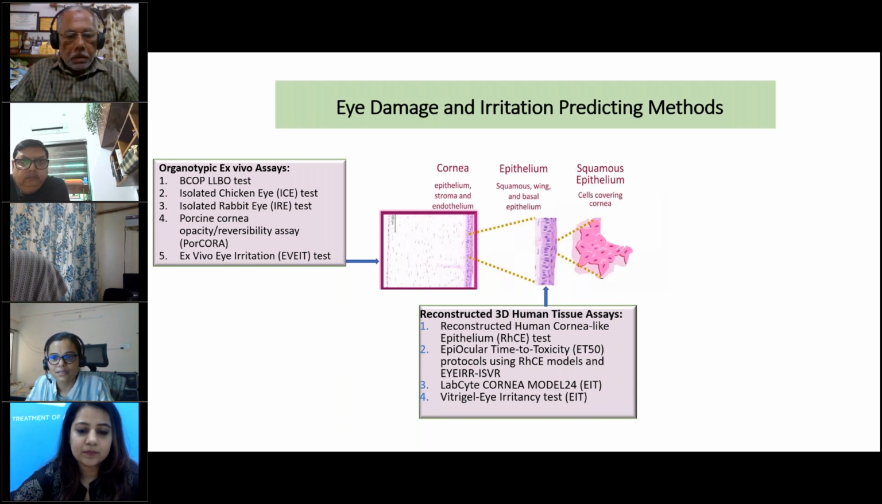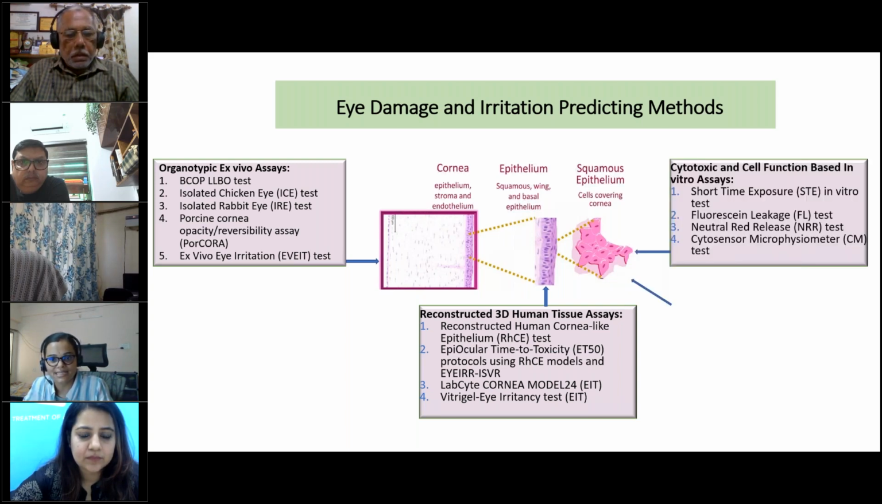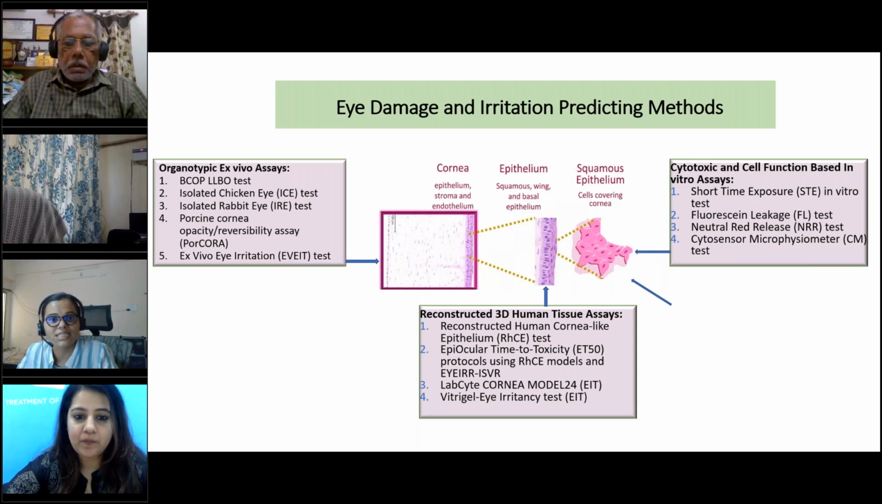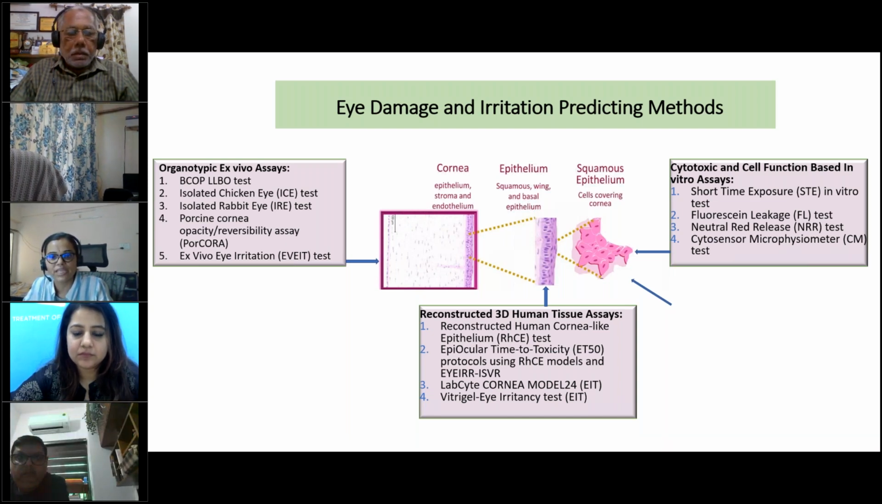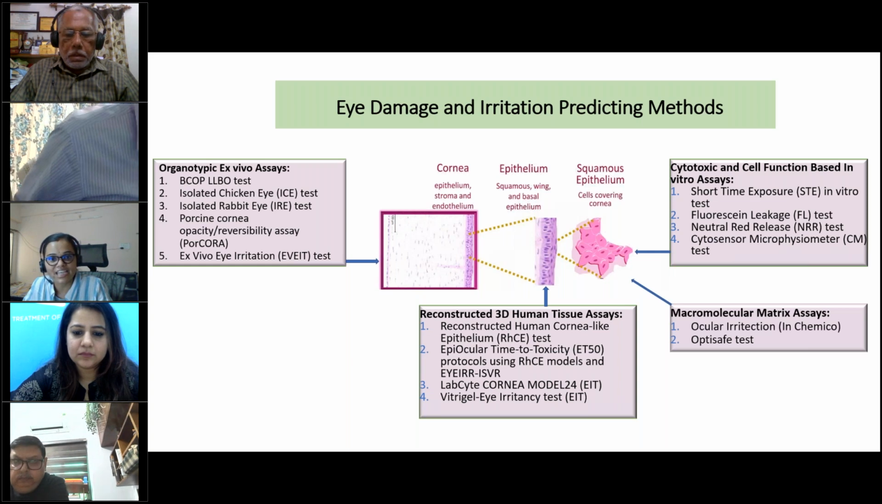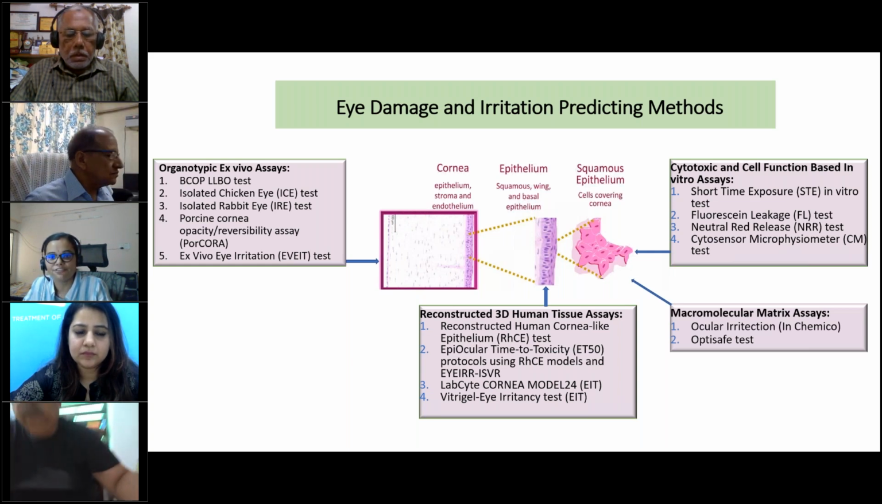Then coming to the third list of assays, those are cytotoxic and cell function based in vitro assays, which are used to detect the damage at the outer lining of the cornea. They are listed as the short time exposure in vitro test, fluorescein leakage test, neutral red release test, and cytosensor microphysiometer test. Additionally, a few in chemico assays are in place to understand the epithelial damage to the cornea, like the ocular irritection method and the OptiSafe test.